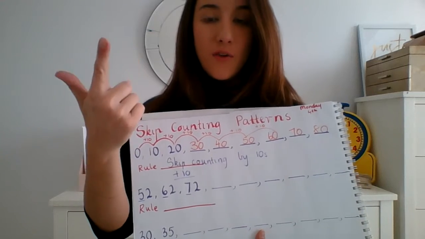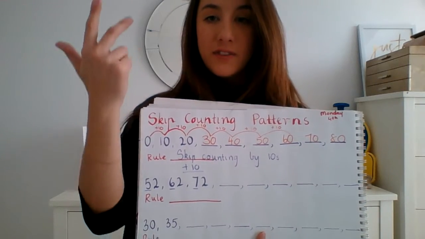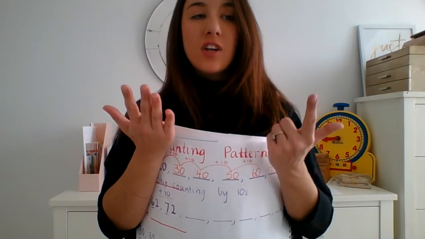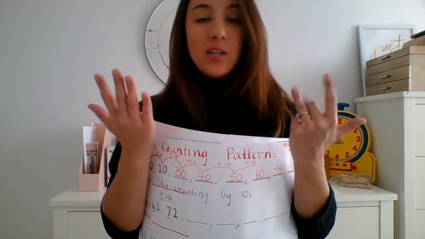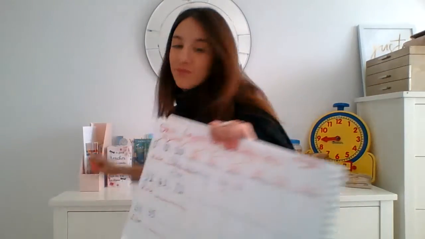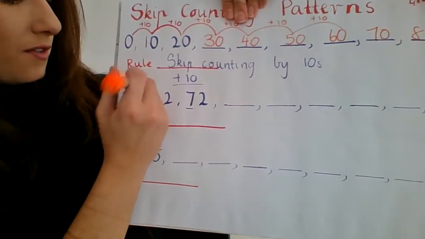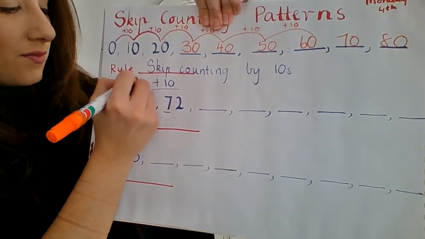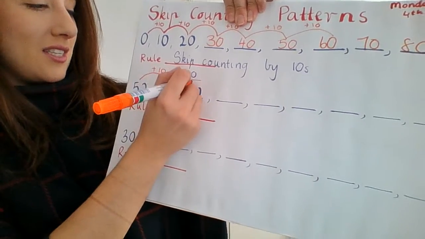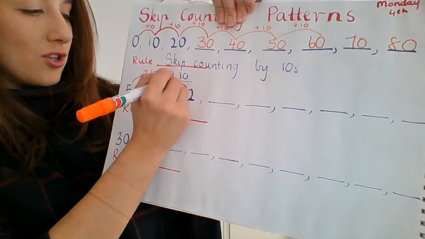53, 54, 55, 56, 57, 58, 59, 60, 61, 62. So from 52 to 62, it jumps 10. Okay, now we know that from 62 to 72, it also jumps 10.